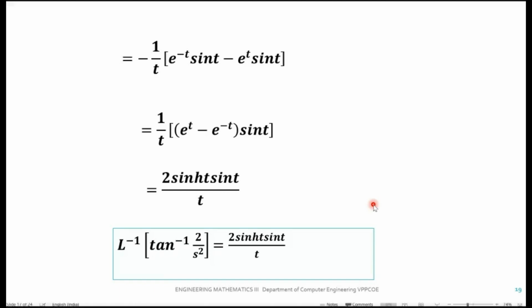Similarly, you have for cot inverse. Tell me what did you do for that? Same way, अगर cot inverse 2 by s square पूछा है, तो क्या फर्क आएगा? 1 upon t, हाँ, correct. If it is cot inverse, what will be? Okay, what is the derivative of cot inverse?